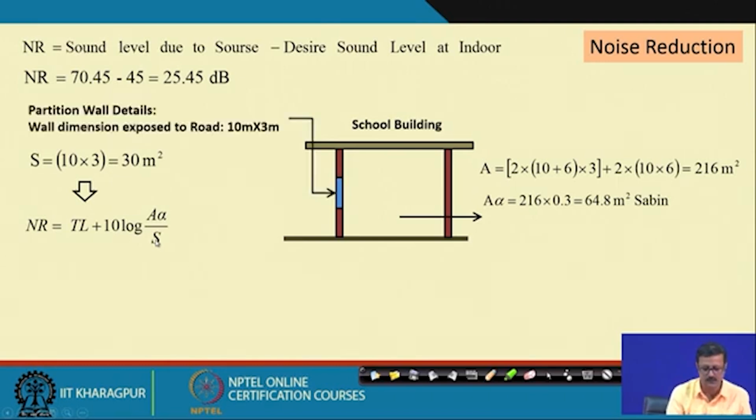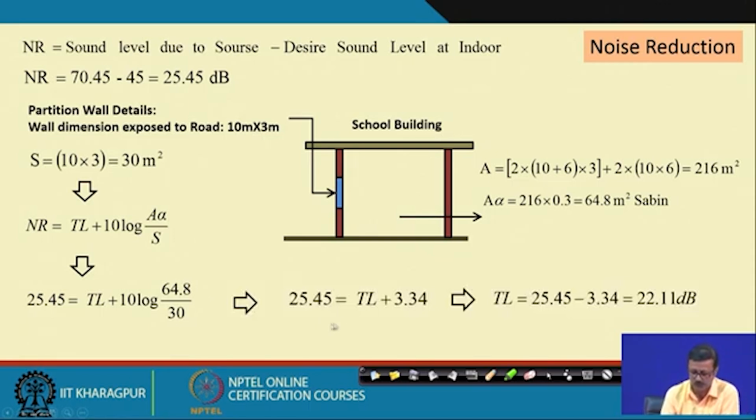So, I can write down this partition wall TL. This 25.45 is your noise reduction, that much I have to achieve by TL plus the inside room character. So, that is 64.8 A alpha, and S is 30. How is S 30? Because this is your 10 meter by 3 meter exposed wall dimension. So, I know that this TL, which comes from the transmission loss of the partition wall, has to be 22.11 dB to achieve a noise reduction of 25, to get a permissible noise criteria of 45.